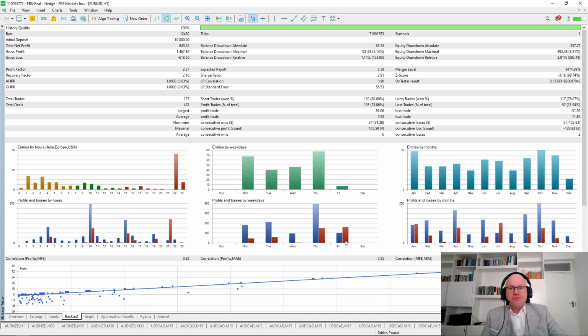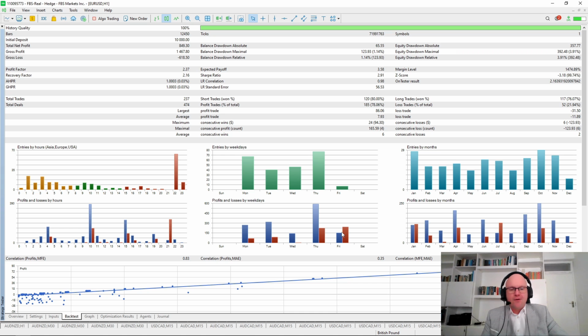Now, the total net profit for the strategy was 849 with an equity drawdown of 392. This means a 1 to 2 risk to reward ratio, which I like to see for my expert advisors. It also had a profit factor of 2.37, winning 185 or 78% out of the 237 trades.